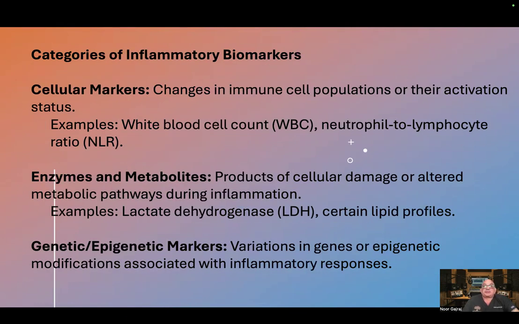Cellular markers: changes in immune cell populations or their activation status. Examples include white blood cell count, neutrophil to lymphocyte ratio. Enzymes and metabolites: products of cellular damage or altered metabolic pathways during inflammation. Examples: lactate dehydrogenase and certain lipid profiles. Genetic and epigenetic markers: variations in genes or epigenetic modifications associated with inflammatory responses.